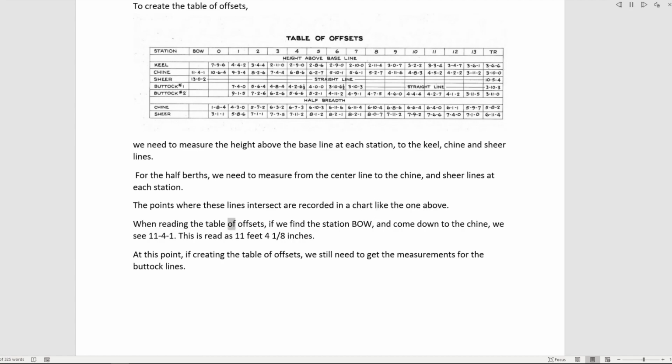When reading the table of offsets, if we find the station bow, and come down to the chine, we see 11-4-1. This is read as 11 feet 4 1/8 inches. At this point, if creating the table of offsets, we still need to get the measurements for the buttock lines.